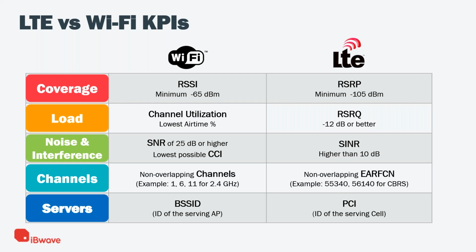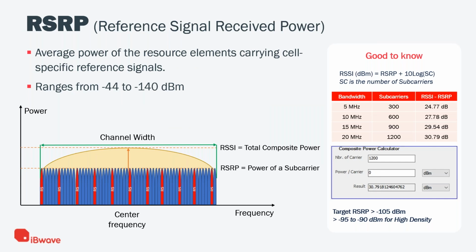So let's go see the first one, which is RSRP. And for RSRP, well, first of all, RSRP means reference signal received power. And by definition, it's the average power of a resource element. And the resource element that is carrying the signal, actually the reference signal, and not any resource element.